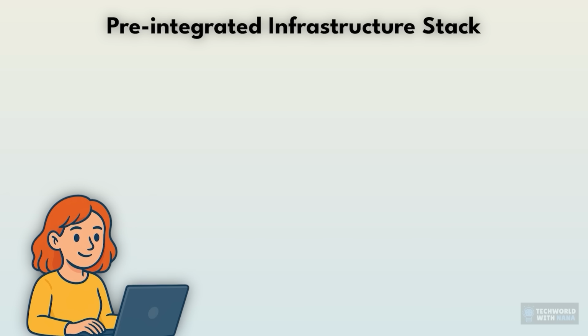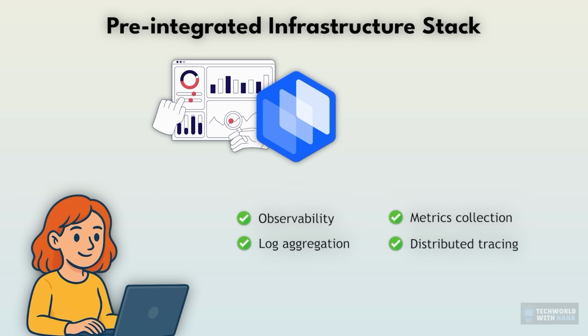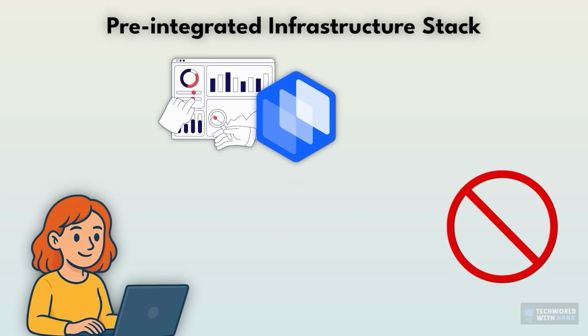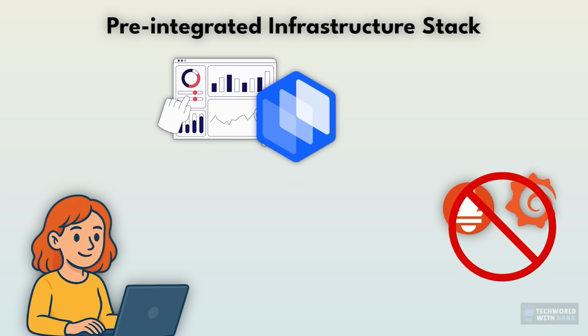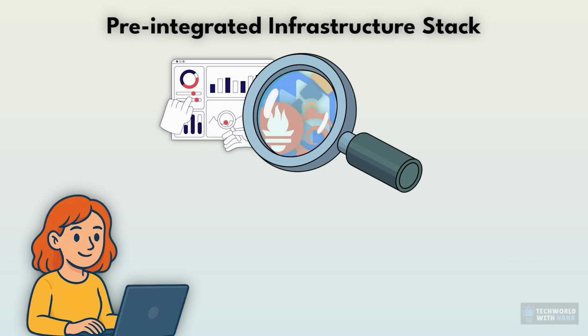So when you deploy an application to the Control Plane platform, observability and metrics collection just works. Logs are automatically aggregated. Distributed tracing is automatically configured. And you get dashboards showing everything that's happening in your application. You didn't install Prometheus, you didn't configure Grafana, you didn't set up OpenTelemetry collectors. The platform provides all of these out of the box.